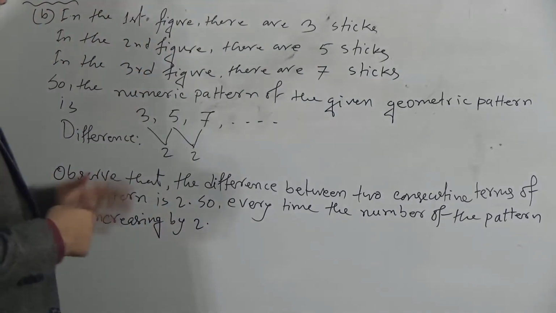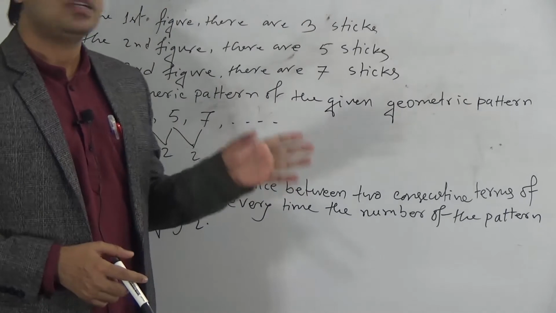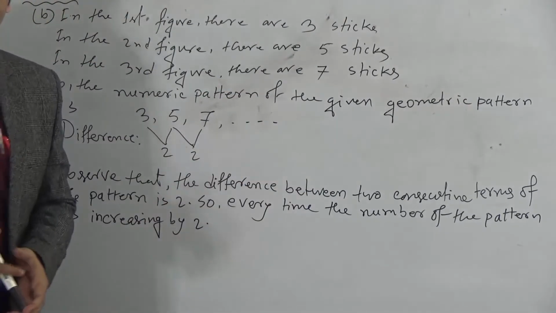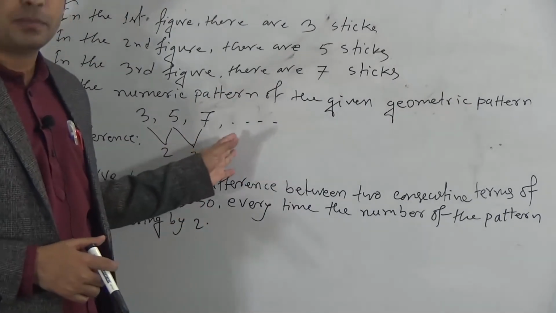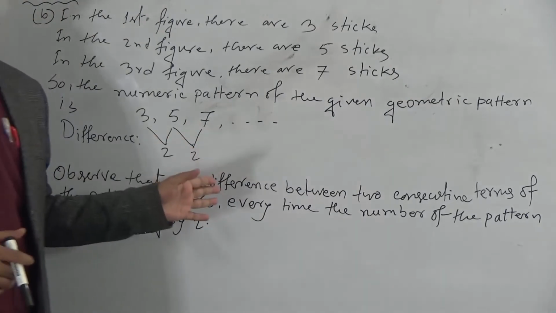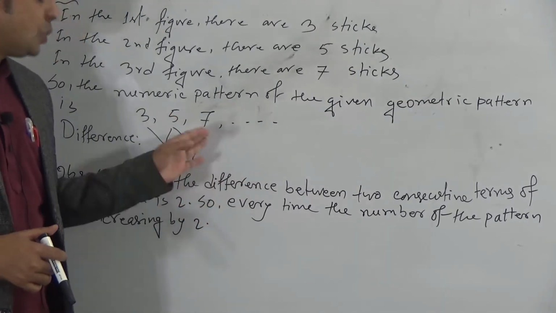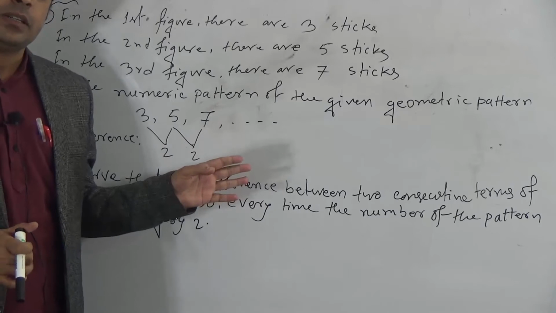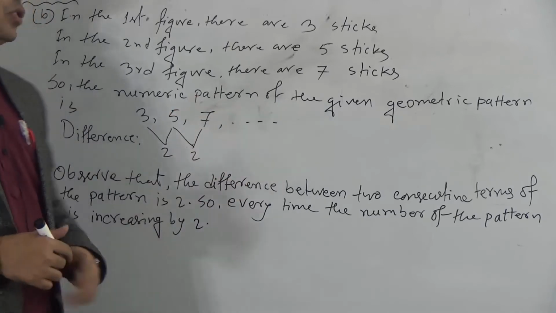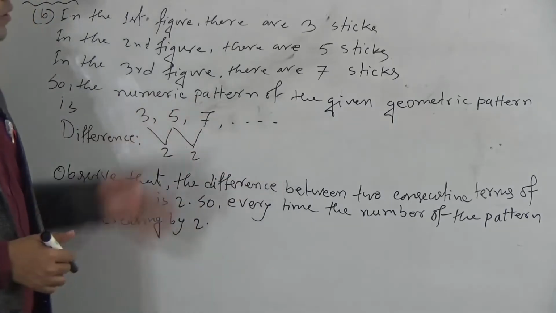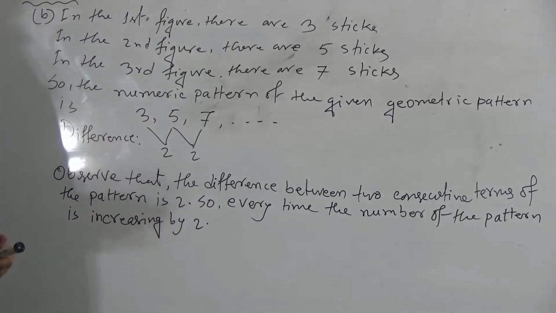Therefore, if we add 2 with the previous number, we'll get the next number. As the numbers of the pattern are increasing by 2, if we add 2 with the previous number, we'll get the next number. So this is the process for determining the next number or next pattern.